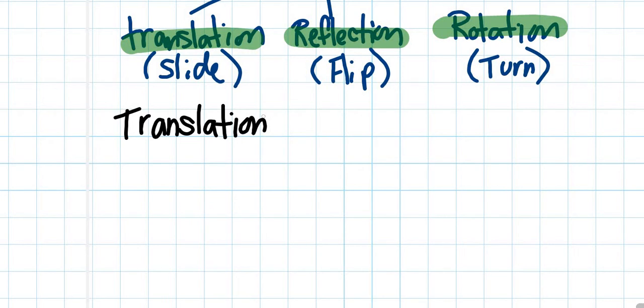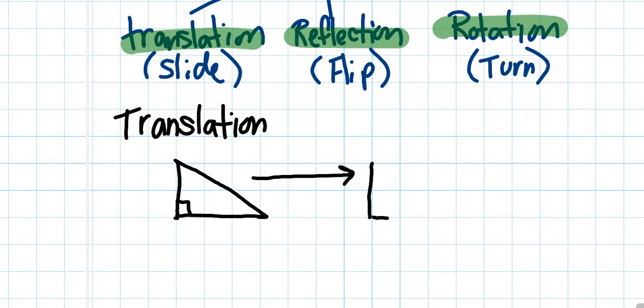So translation means you take a shape, so draw yourself. I'm going to be very careful here to draw a triangle. I'm going to make it a right triangle so it's easy to watch this move. A translation is where you just slide the image over, so it slides left, right, up, or down. But you still get the exact same image. It doesn't change shape. It stays the same shape. That's called translation.